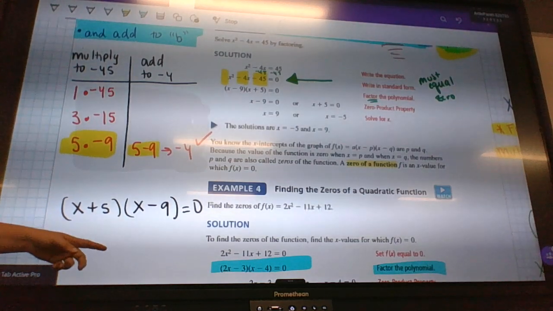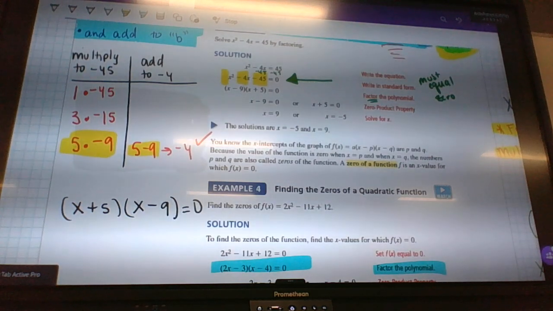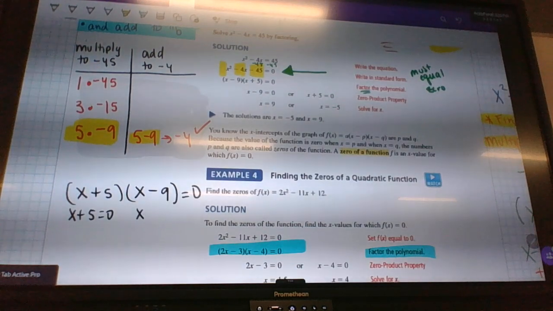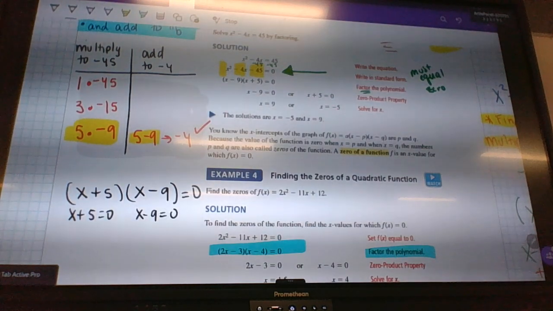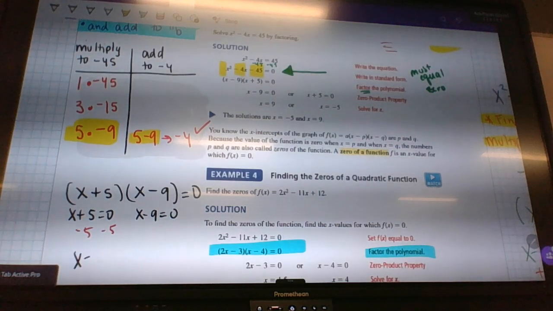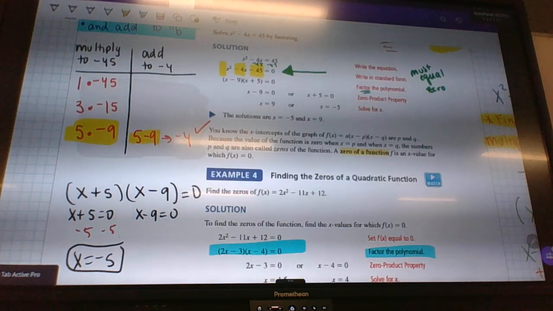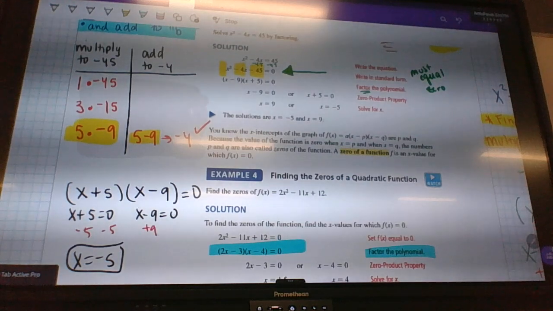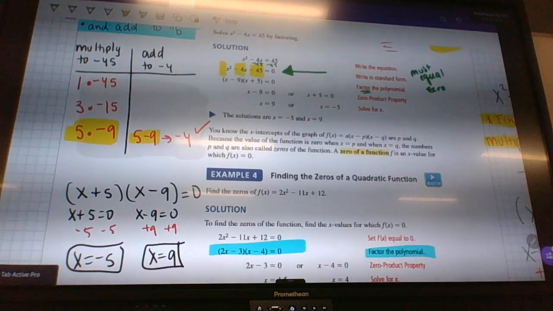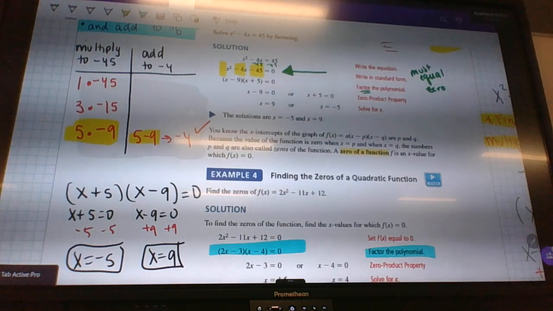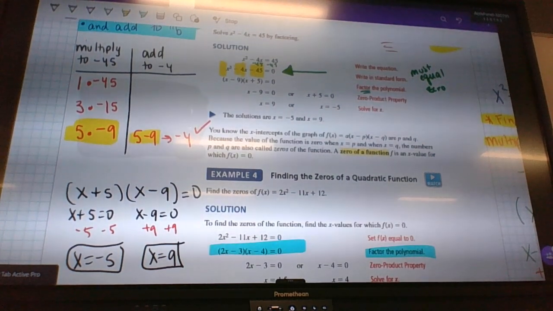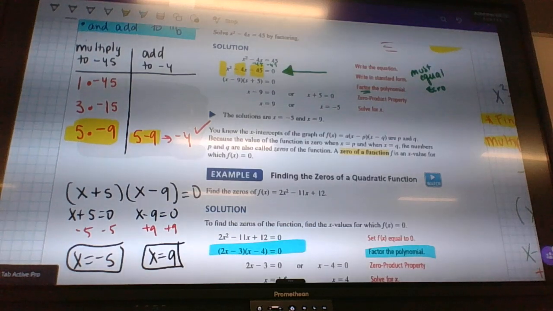One last step is to solve these little guys. So I'm going to do x plus 5 equals 0. X minus 9 equals 0. I call these little baby equations. And I get x equals negative 5. And I get x equals 9. And those are x-intercepts. So I think that's easier than graphing to find x-intercepts.